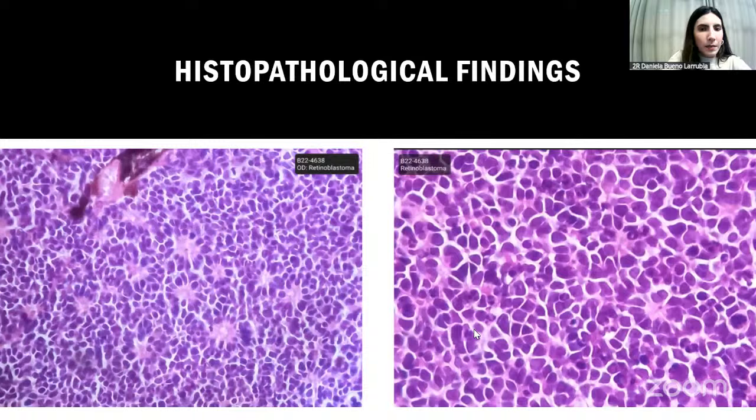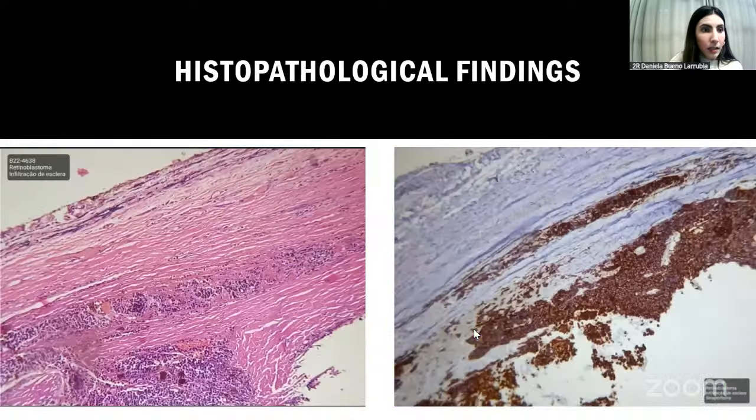Below are images of the histopathological slides. Those two images show the retinoblastoma rosettes, which are arrangements of tumor cells forming a circular structure around the central lumen. The first image is stained with hematoxylin and eosin.